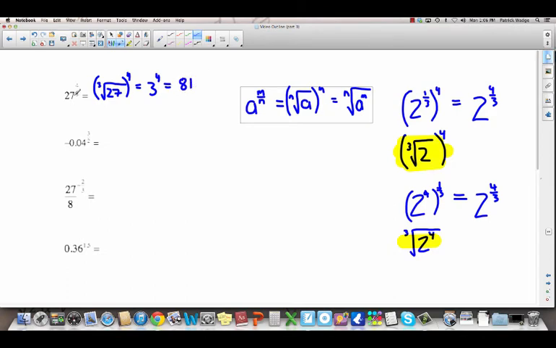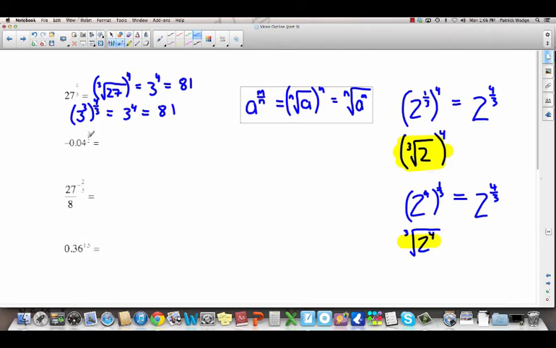If you want to do it the other way, 27 is the same as 3 cubed. I think we've already talked about that. And we're raising that to the 4/3 power. Okay? 3 times 4/3 is the same as 12 over 3, which is 4. So you get 3 to the 4th power, which is 81. Exactly what we got. Next one.